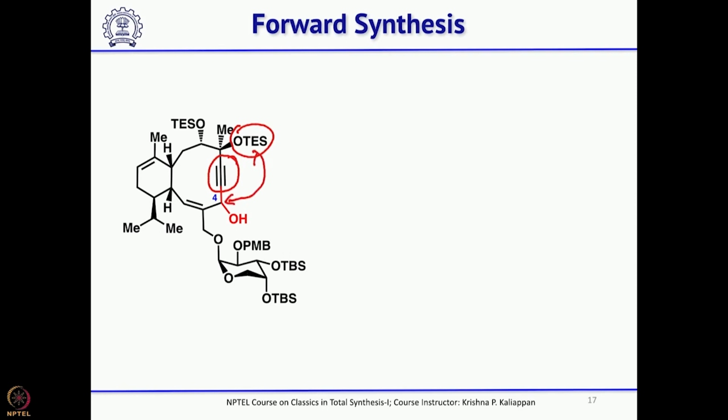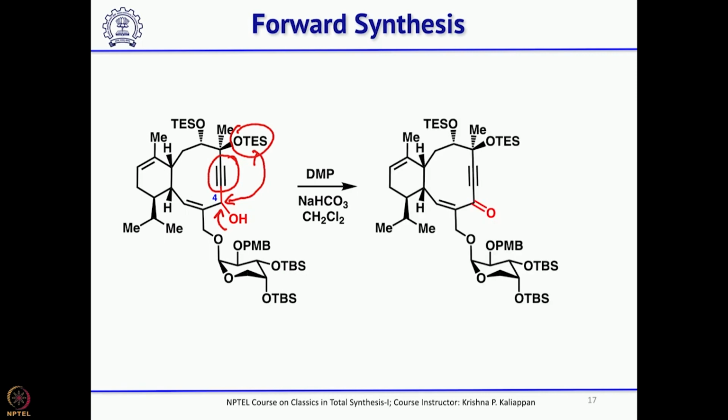Okay. So, to do this, first we need to oxidize the alcohol here. So, when you treat with Dess-Martin periodinate, okay, Dess-Martin periodinate is a very good reagent for oxidation of allylic alcohols, like manganese dioxide, PDC. So, that gives the alpha beta unsaturated ketone.